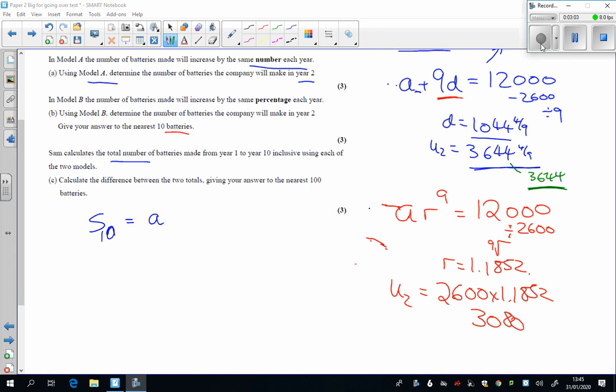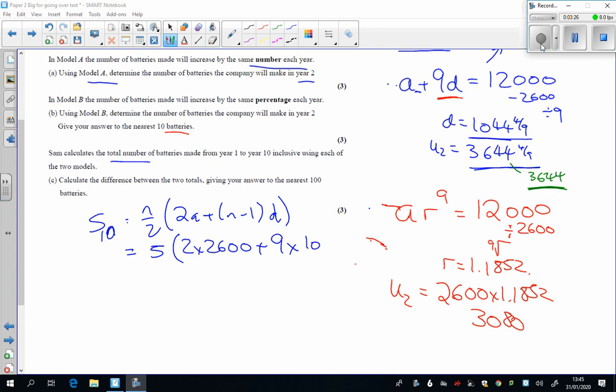And the first one is n over 2, 2a plus (n minus 1)d. N over 2, so we've got 10 over 2, which is 5. 2 lots of the first one plus 9 times the difference. The difference here was 1044 and 4/9. And if you tap that all into your calculator, that turns out to be 73,000 for the arithmetic progression one.